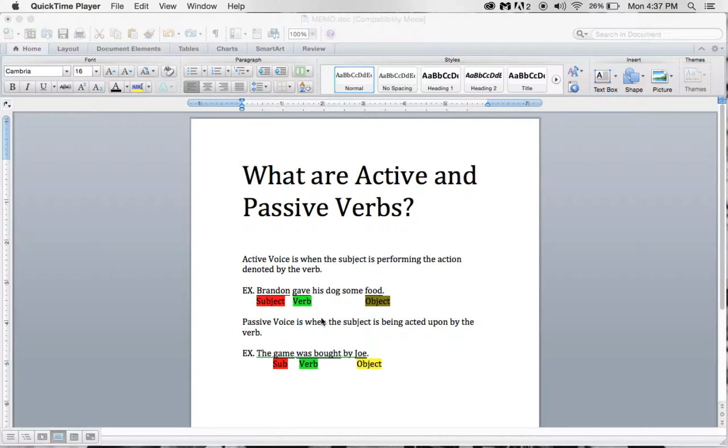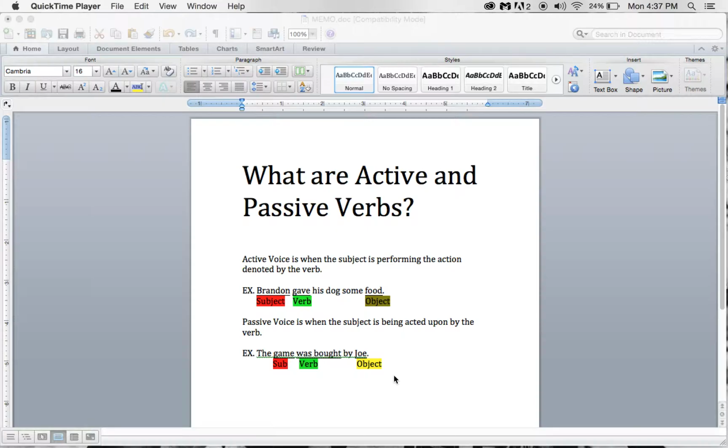I have an example of both active and passive sentences. In my active sentence example, I have: Brandon gave his dog some food. In my passive voice sentence, I have: The game was bought by Joe.